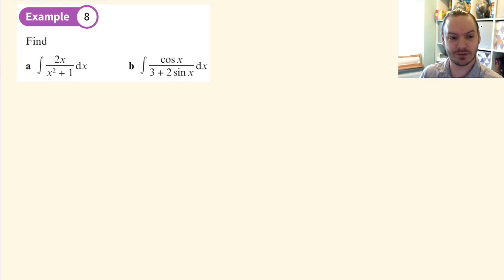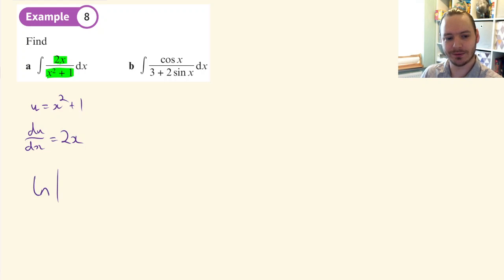So example 8 asks us to integrate 2x over x squared plus 1. And what we need to notice is that if I have my u is x squared plus 1, then du by dx is indeed the numerator, 2x. So I have this situation where the numerator is the derivative of the denominator. And what that means is this is probably the answer to an integration of ln x squared plus 1.